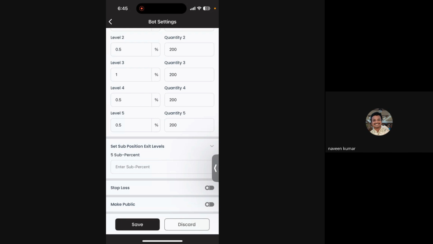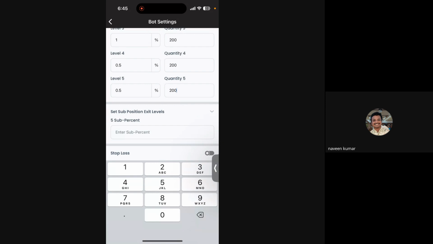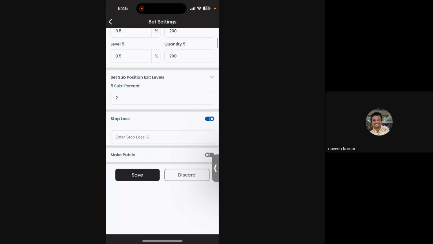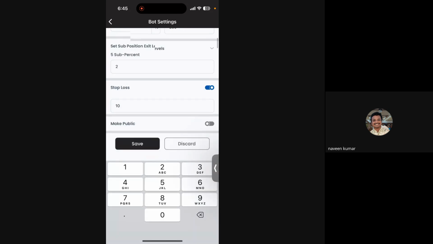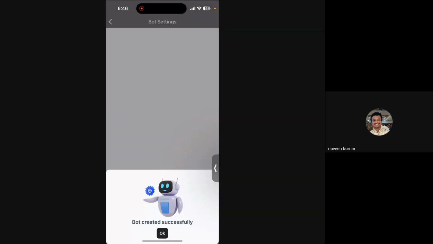Okay, so I just want to show you how it is. For this fifth level of buying 200 shares, I want a separate profit of 2%. And I'll keep the stop loss as 10%, and I'll make this public and save. That's it. The bot is created successfully. If you are updating a bot, you will get a message that the bot updated successfully. If you are creating a new bot, you will get a message that the bot created successfully.